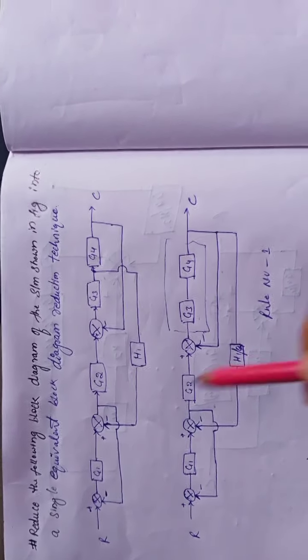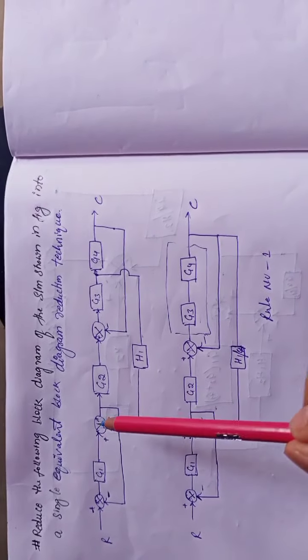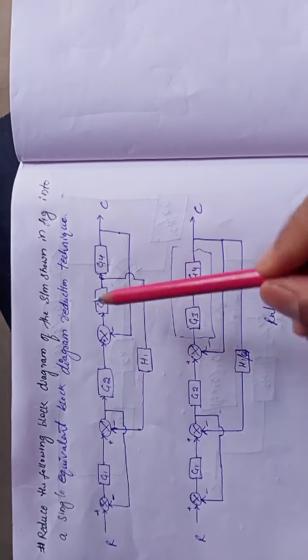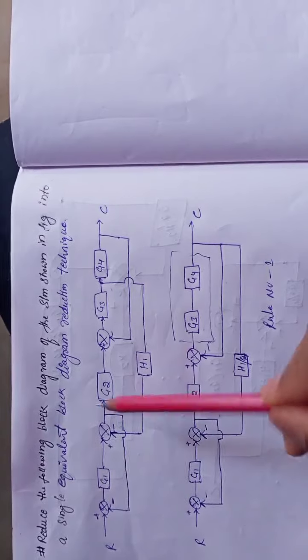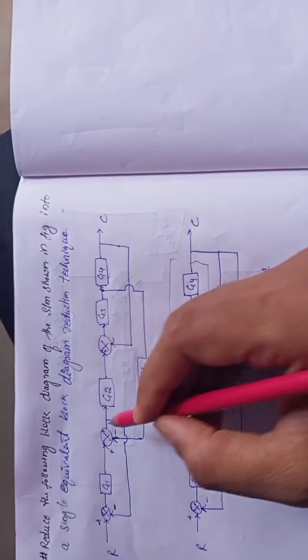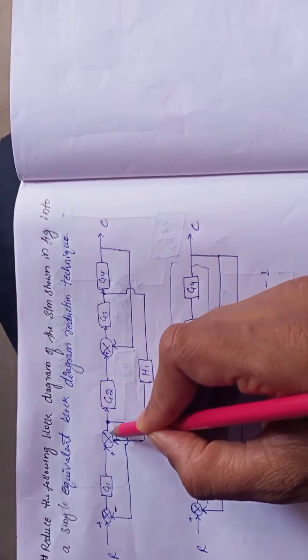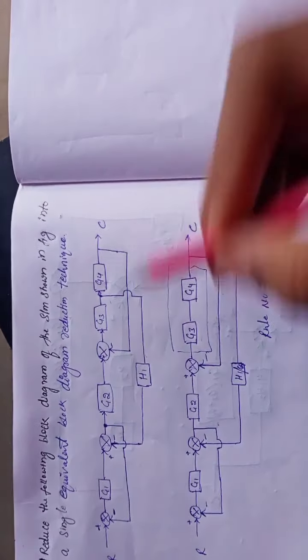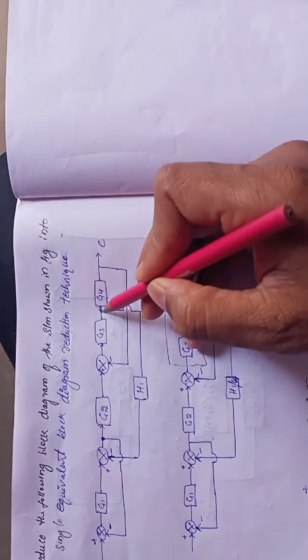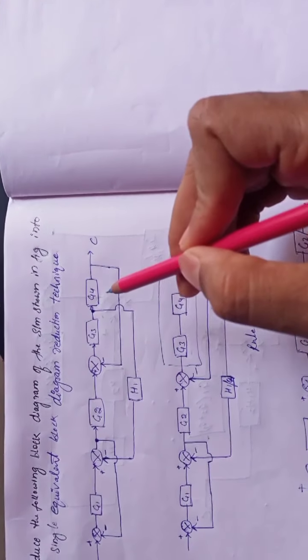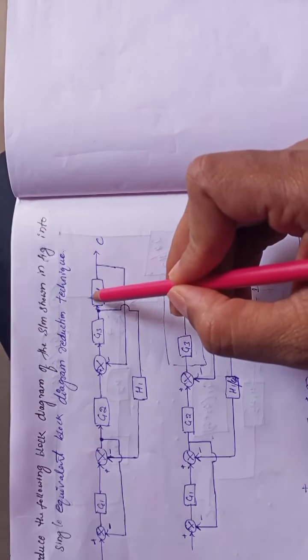Hello students, this is the fourth problem of block diagram reduction. In this problem, there is a summing point and a branch point nearer, or one ahead, and then a summing point and here one more branch point. In this problem, first we have to concentrate.